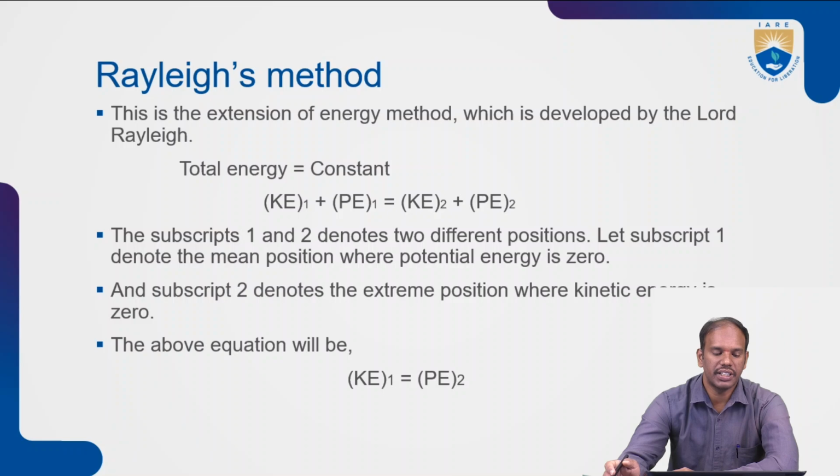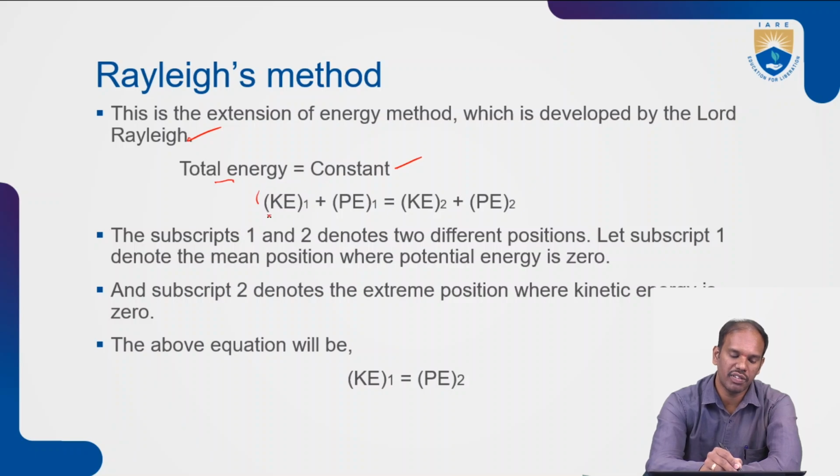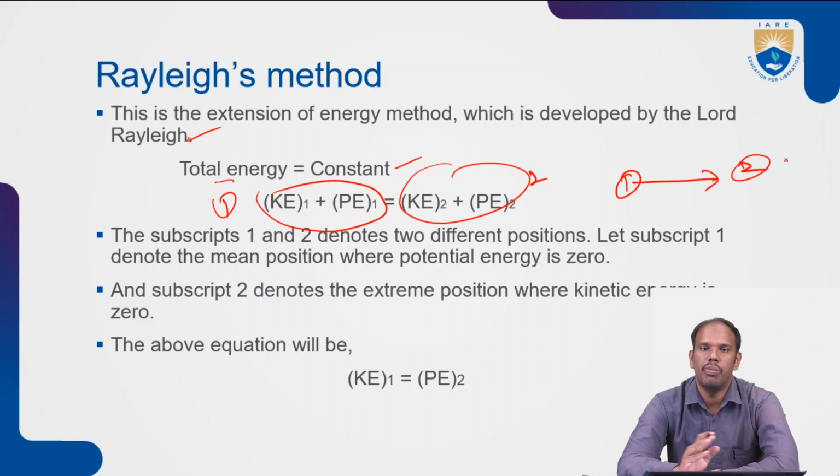In Rayleigh's method, there is an energy method which is deployed by Lord Rayleigh. So the total energy is going to be constant: kinetic energy plus potential energy in position 1 equals kinetic energy plus potential energy in position 2. So a movement occurs from the first position to the second position, like a body moving towards some destination with some acceleration, and a displacement occurs.